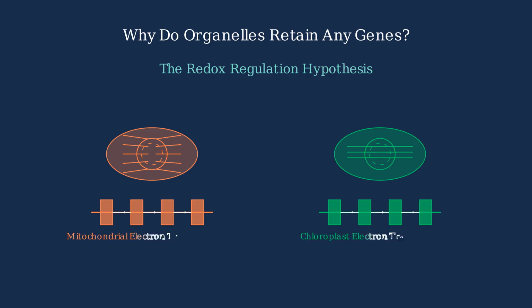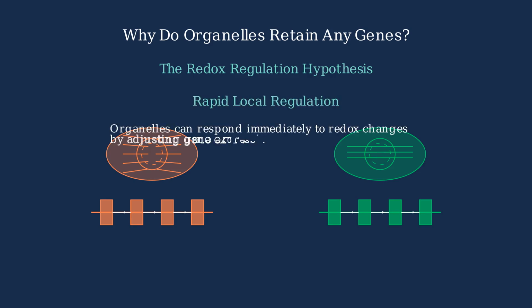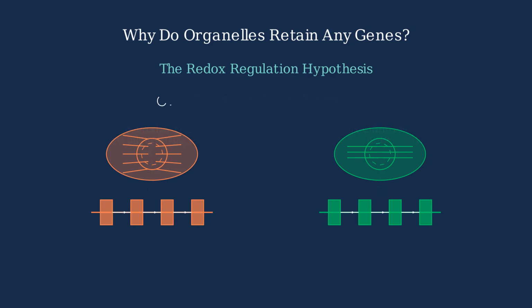Both mitochondria and chloroplasts contain electron transport chains, complex protein systems that manage the flow of electrons and energy production. Keeping these genes in the organelle allows for rapid local regulation in response to changing redox conditions. This direct connection allows organelle DNA to respond instantly to the electron transport status, quickly adjusting protein production to maintain balance. Maintaining redox balance is crucial for cellular health.